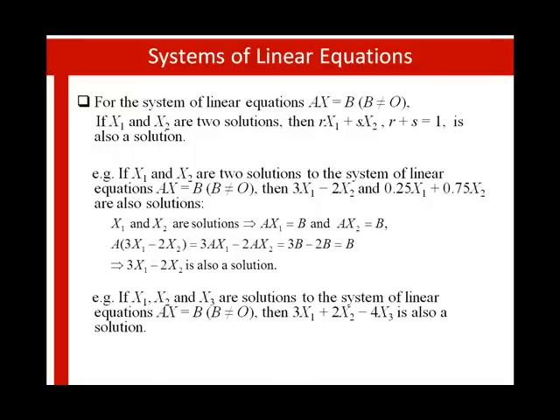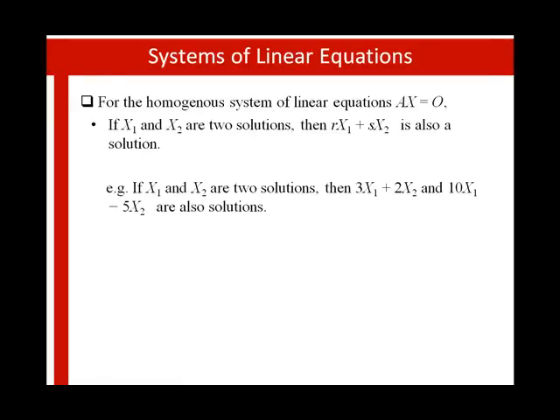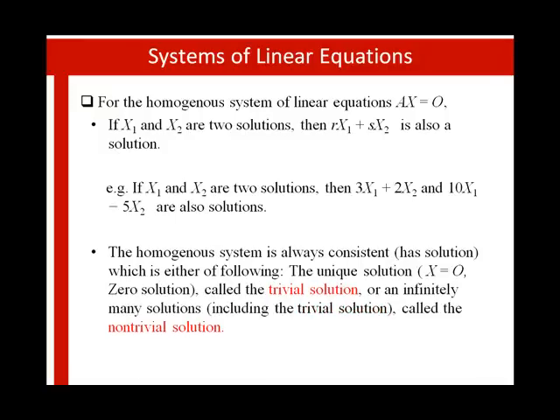Similarly, in this example, if x1, x2, and x3 are solutions to the system of linear equations, then 3x1 + 2x2 - 4x3 is also a solution. For the homogeneous system of linear equations Ax equal to 0, if x1 and x2 are two solutions, then rx1 + sx2 is also a solution. Example, if x1 and x2 are two solutions, then 3x1 + 2x2 and 10x1 - 5x2 are also solutions.